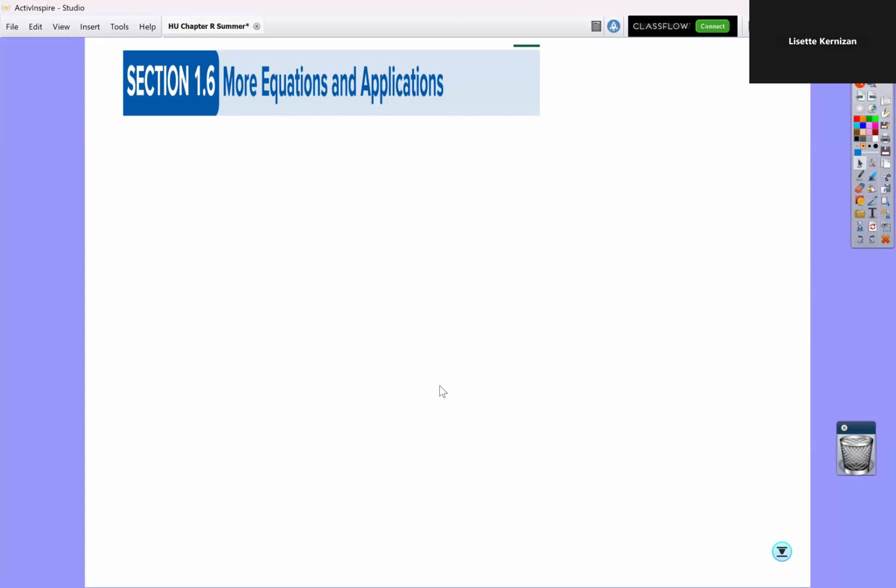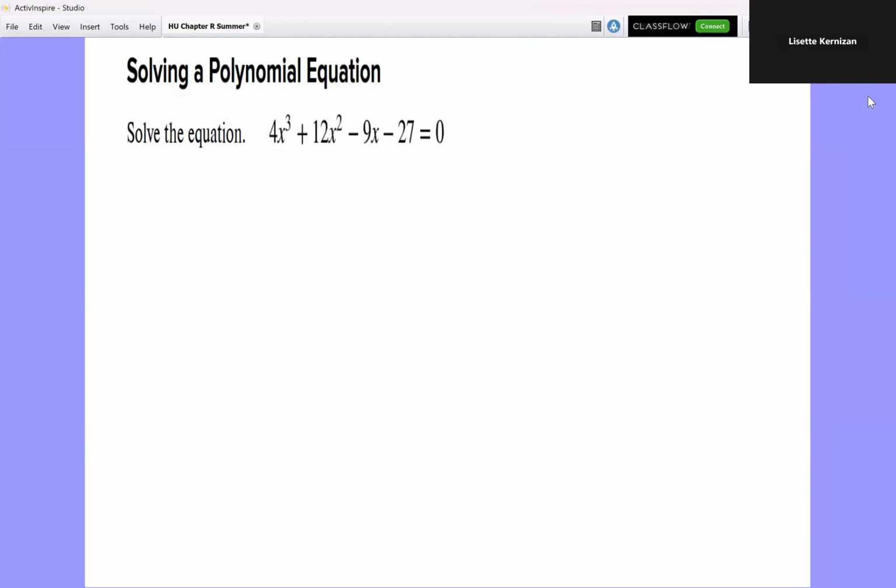All right, so our next thing is 1.6, more equations and applications. Here it says solve a polynomial equation: 4x cubed plus 12x squared minus 9x minus 27. Whenever I see four terms, I know that I can group them. So that's what I'm going to do here. I'm going to group the first two and then the second two.